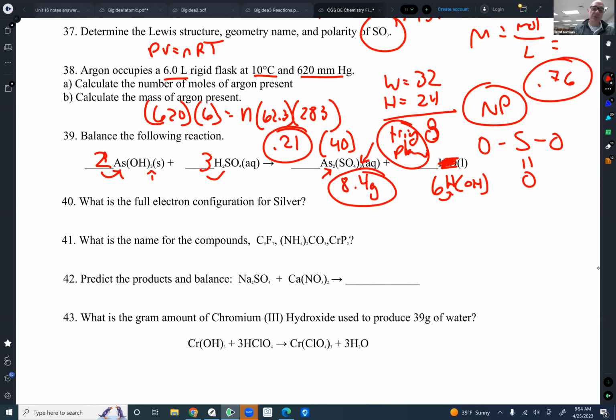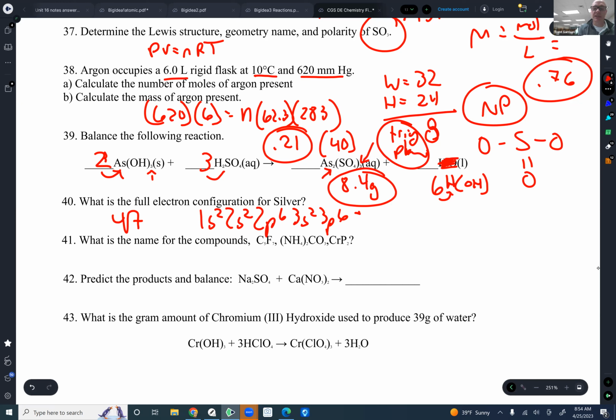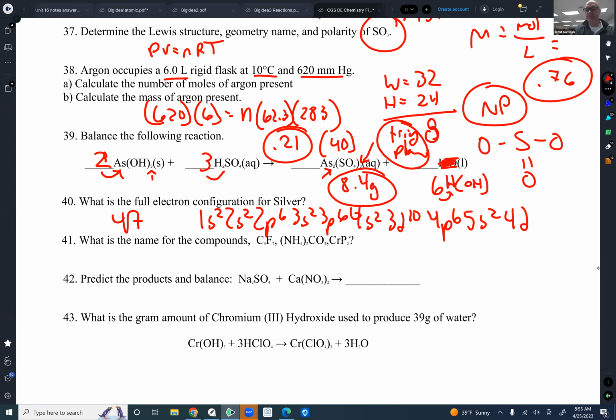Full electron configuration for silver. Silver's element number is 47. So I'm going to do 1s2, 2s2, 2p6, 3s2, 3p6, 4s2, 3d10, 4p6, 5s2, 4d9. That's your 47.